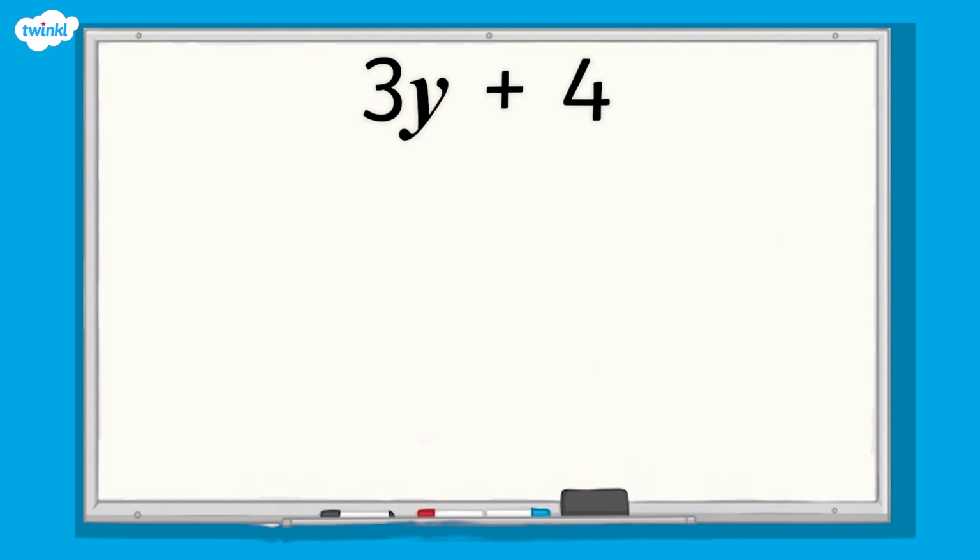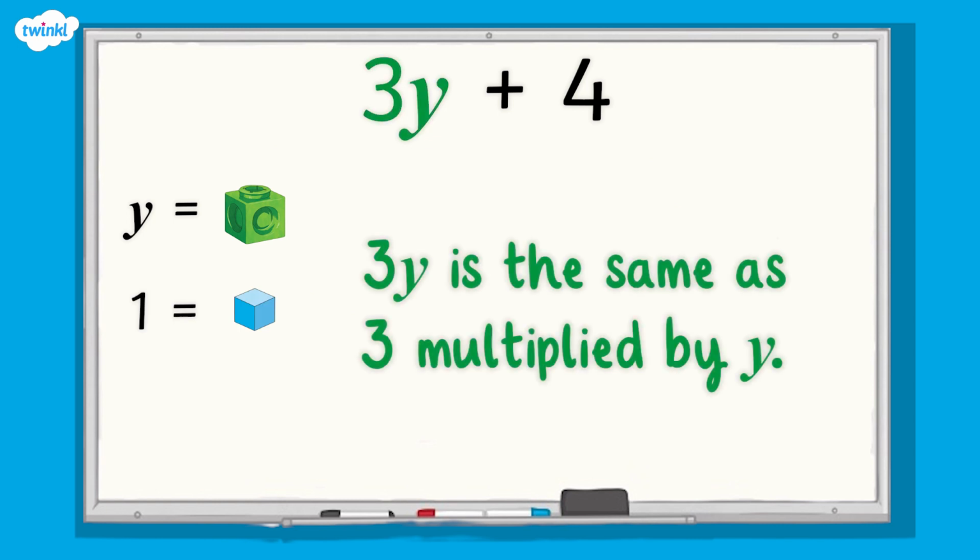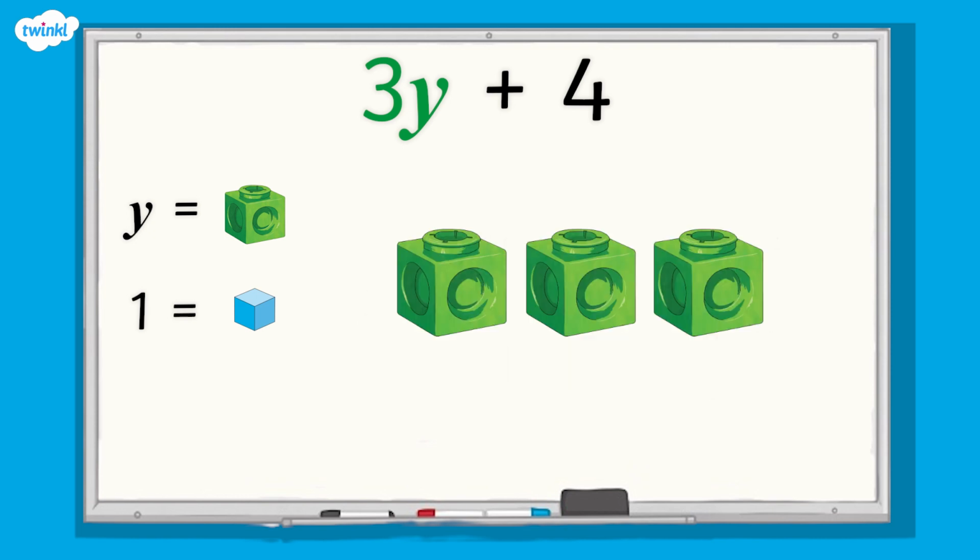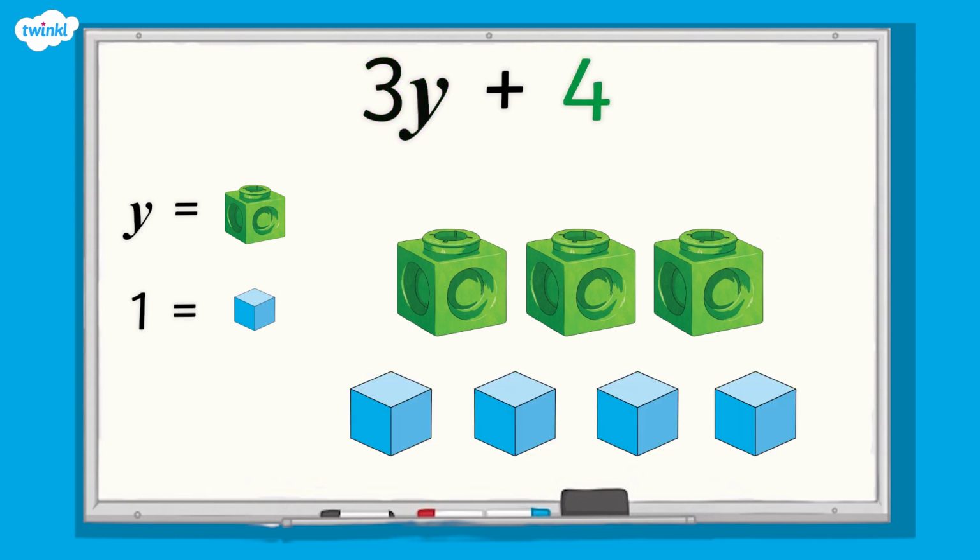We use an interlocking cube to represent the unknown number, in this case y. We will use a base 10 ones cube to represent 1. In algebra, 3y is the same as 3 multiplied by y, so we need 3 interlocking cubes. We are adding 4, so we need 4 1 cubes. Now we have built our expression, we can substitute a value for y. This means we can replace y with a number.